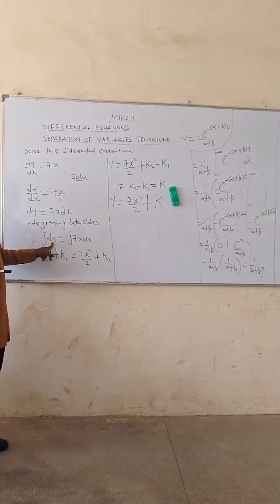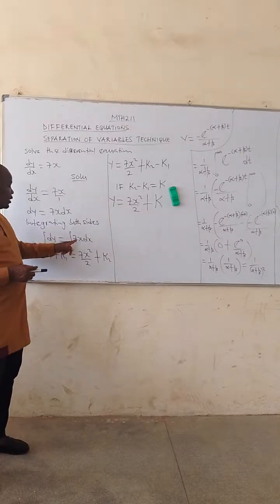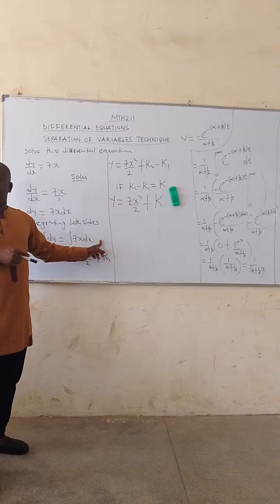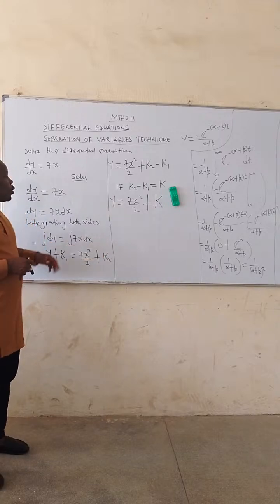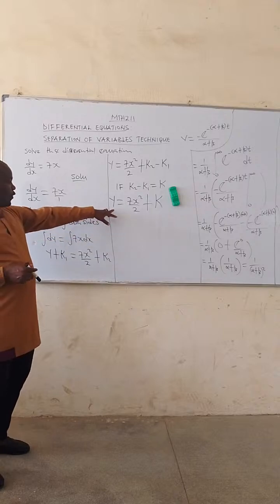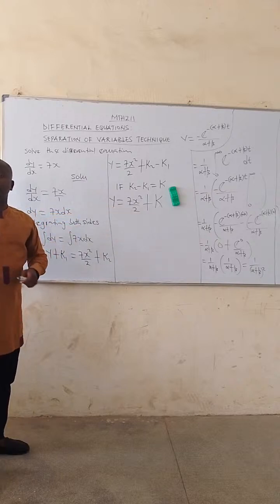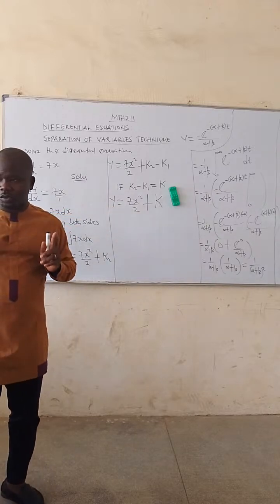You are integrating the left hand side, so you are supposed to have a constant, true or false? By the time you integrate the right hand side, you are supposed to have another constant. But since we are asked to find the general solution, you have to use only one variable as the constant.